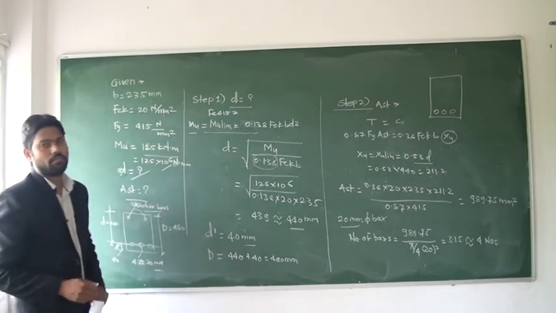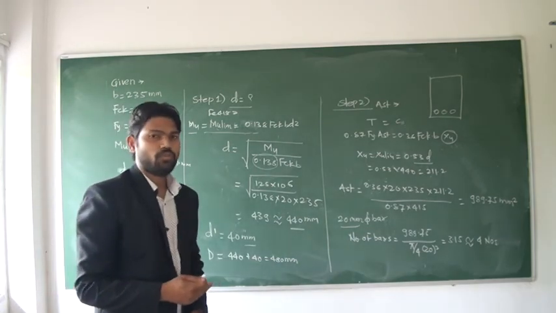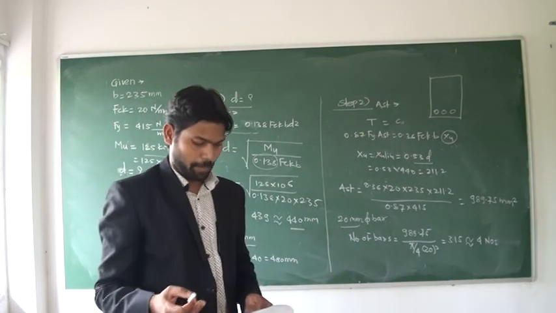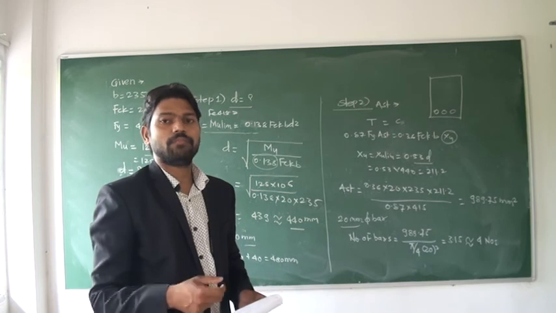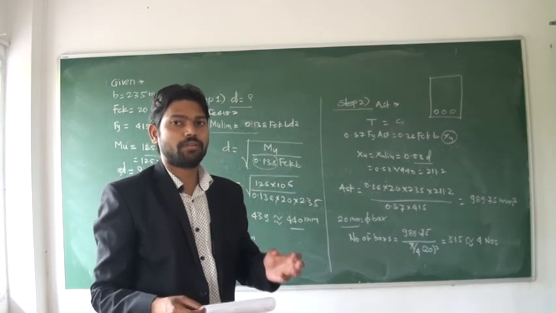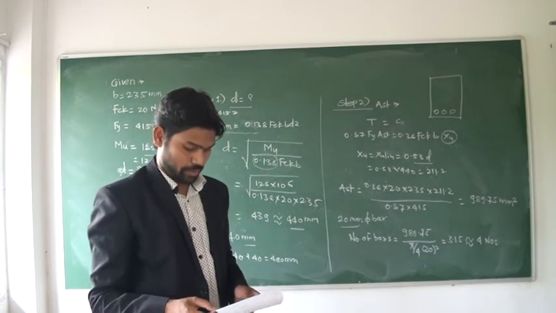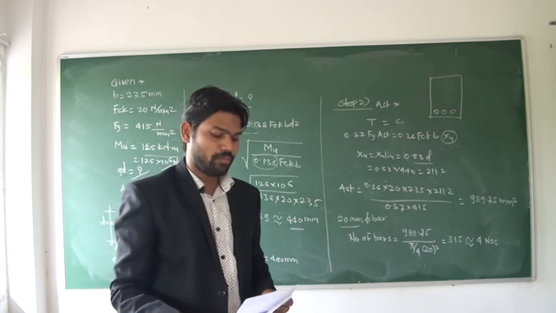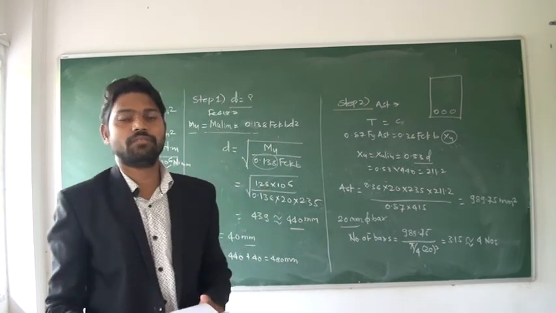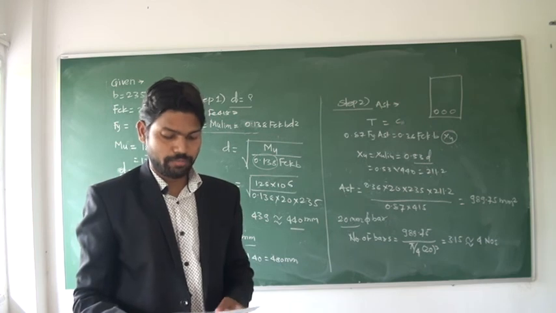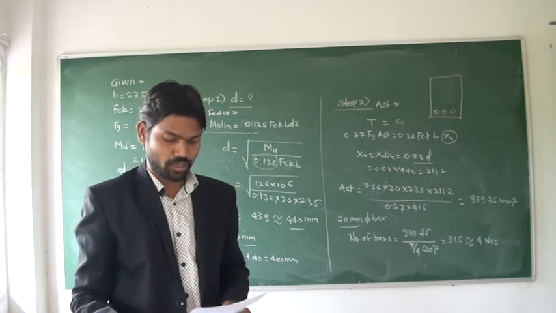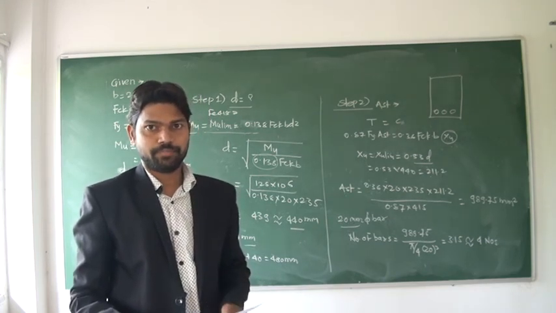Otherwise, you can mention the diameter. You have to provide the nominal diameter of the bar, as these bars are serving the role of anchor bars to hold the shear reinforcement. Okay, this is about the design numerical, how to design a balanced section for a singly reinforced beam by using the limit state method.